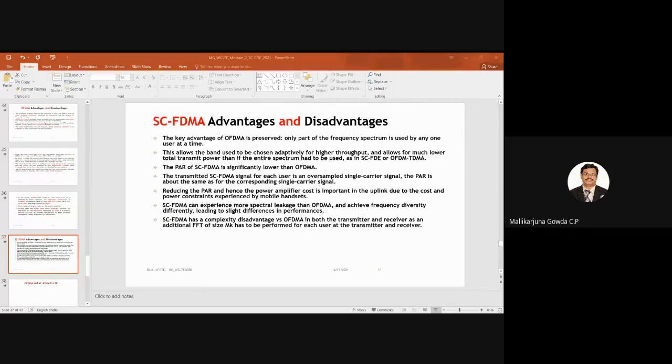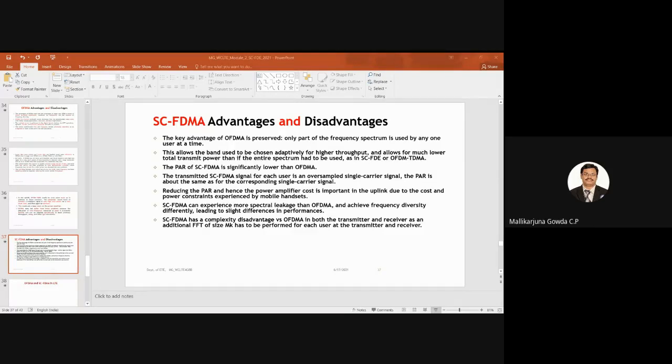So the transmitted SC-FDMA signal for each user is an oversampled single carrier signal. So with that, the peak to average ratio of this SC-FDMA signal will be equal to the single carrier signal. Okay. Already I discussed that. What is the PAR of a single carrier signal, right? It will be equal to 1, or I can say it is 0 dB. But in case of multi-carrier signal, the OFDMA will be in the range of what? It is around 10 dB, right?